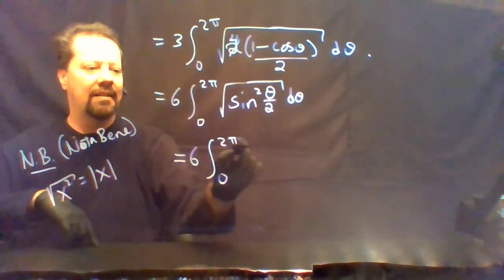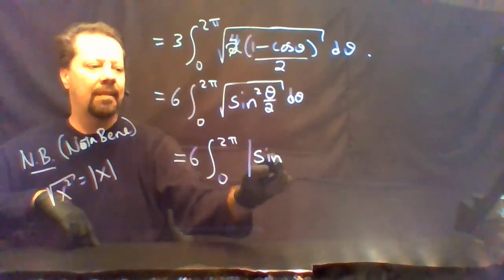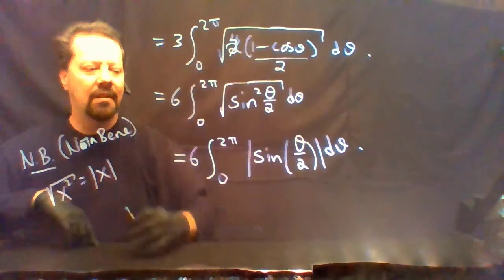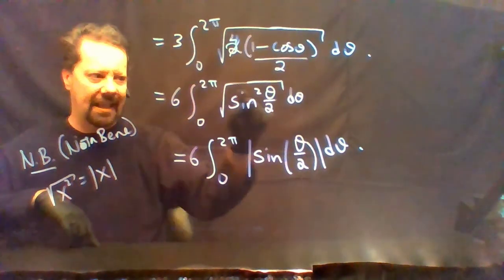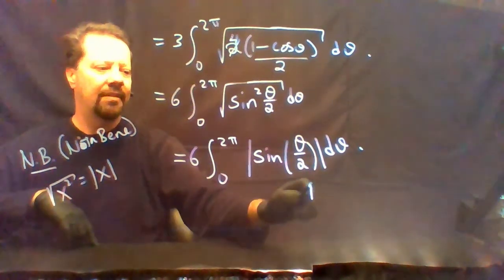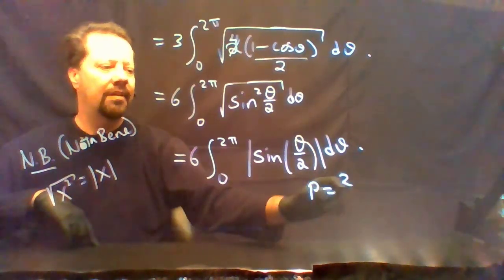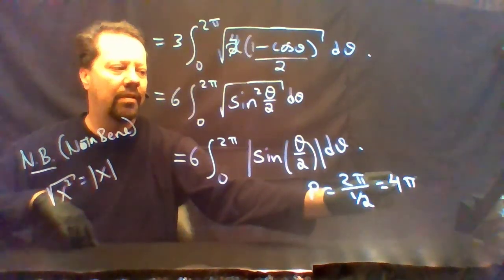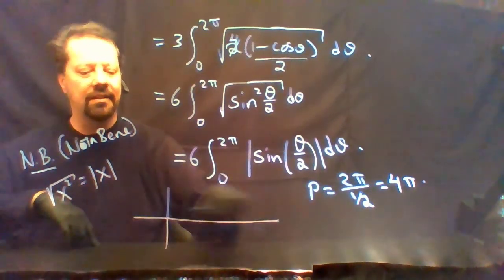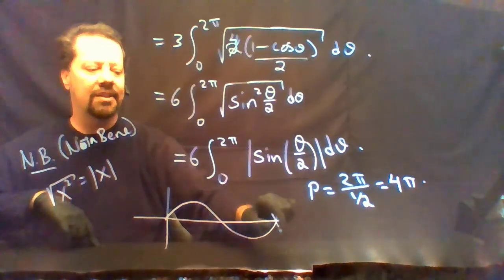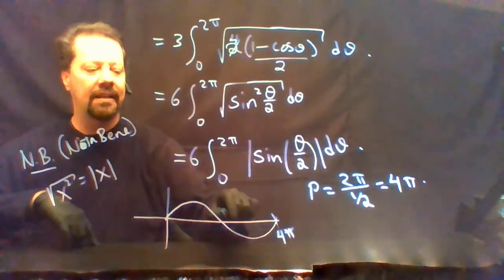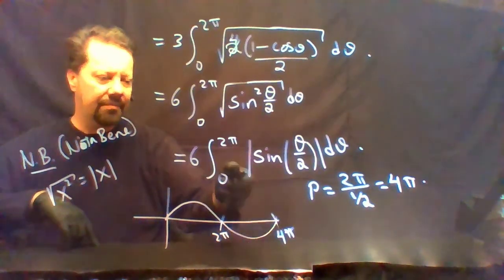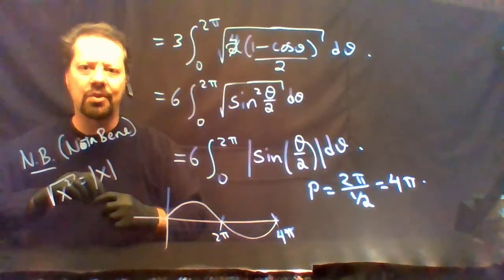0 to 2 pi, the absolute value of the sine of theta over 2. Normally, sine can be positive and negative, but the period here is 2 pi divided by 1/2, or 4 pi. And if you look at the sine curve that's been stretched to have a period of 4 pi, between 0 and 2 pi, it's positive, which means these absolute values are superfluous.